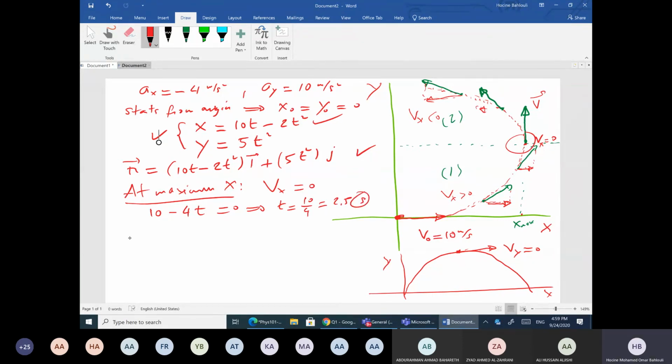Once you get t, you can get the value of x maximum. It will be 10 times t, 2.5, minus 2 times 2.5 squared. Work it out and you will find it. Is that clear, guys? Clear? Clear?